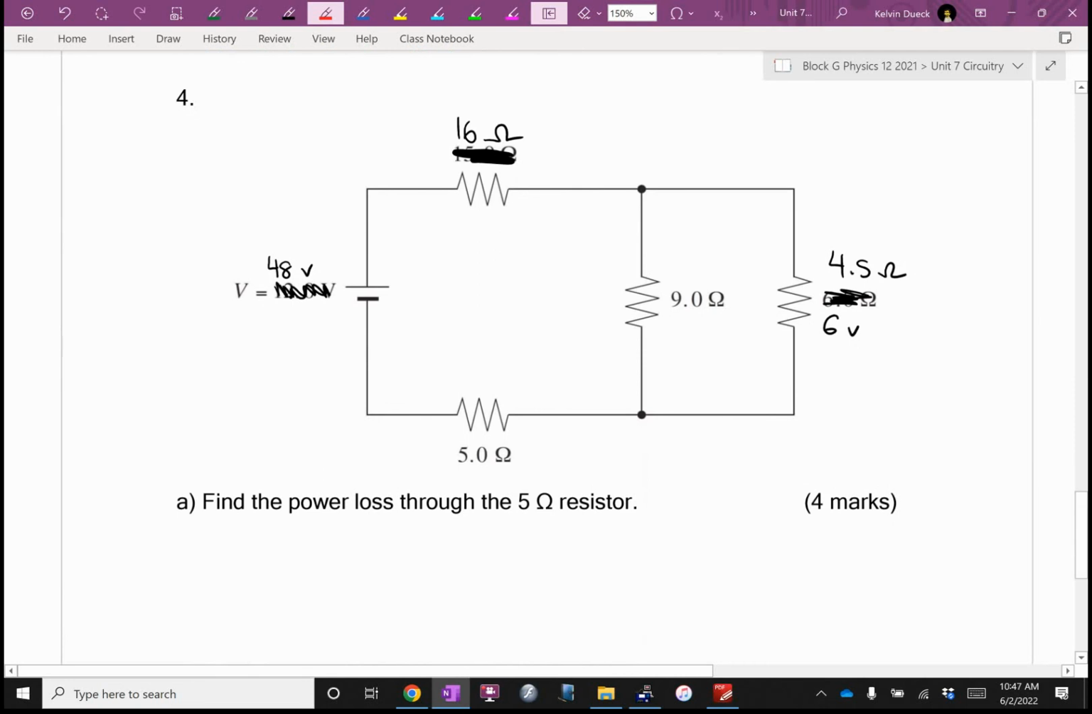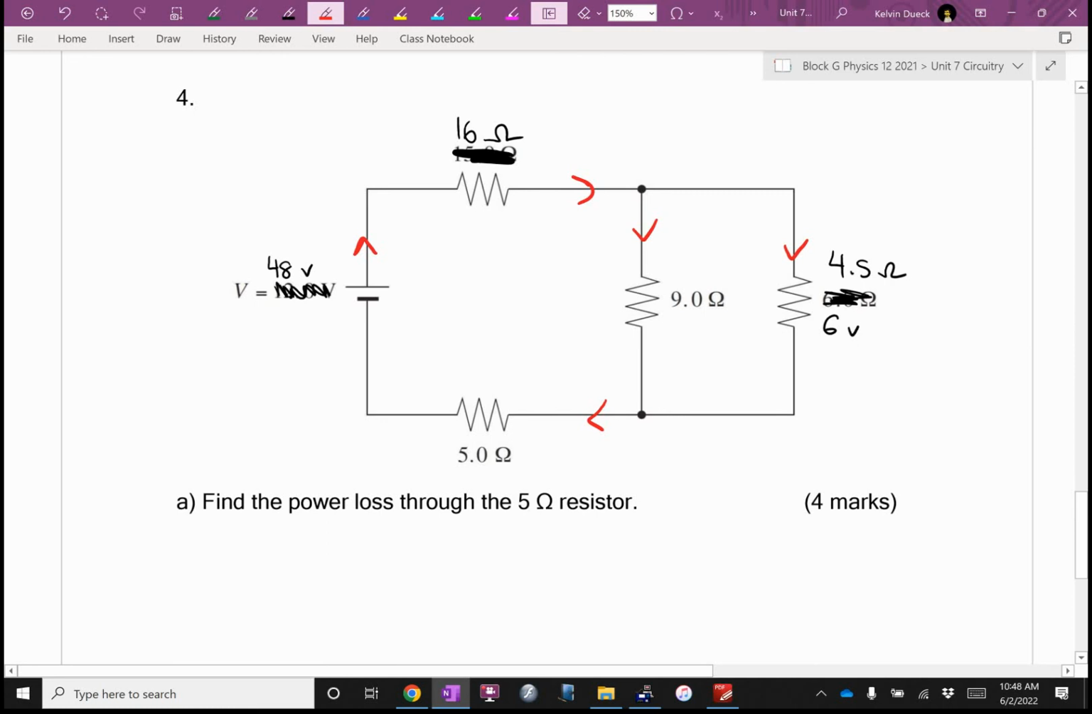Number 4. Find the power loss through the resistor. Do I know 2 things over here? Yep. I probably won't need to rewrite this. It's when I only know 1 thing on everything that I usually need to rewrite. Okay. How would I start? Label downhill. Find total current. Don't know total current.